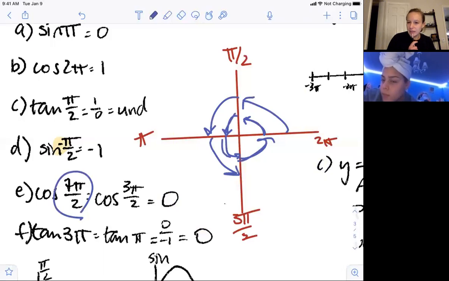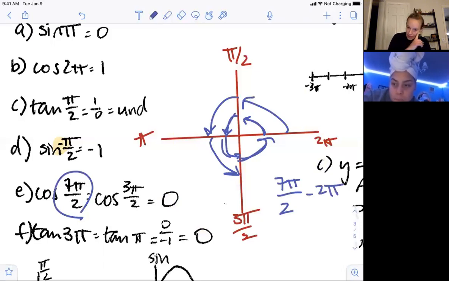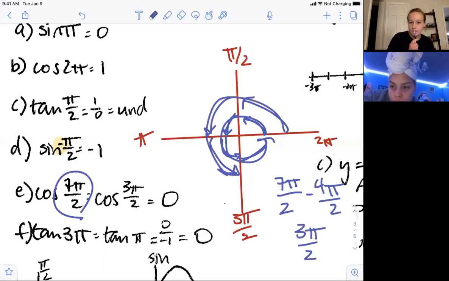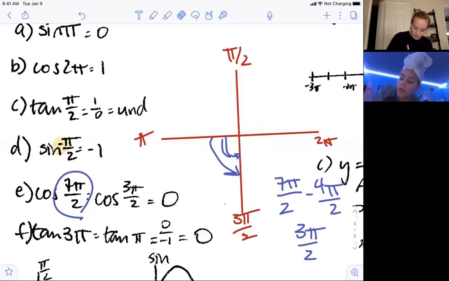You can even think of it as subtracting off the 360 or the 2 pi until we get to where we want. So 7 pi over 2 we know is bigger than 2 pi. If I subtract 2 pi from that, well, 2 pi, like we did a minute ago, is the same thing as 4 pi over 2. So if I go around one time all the way, then I still have to go 3 more pi over 2. Okay. Does that help or hurt? Yeah, that helps more.